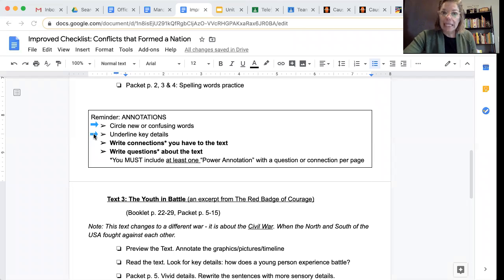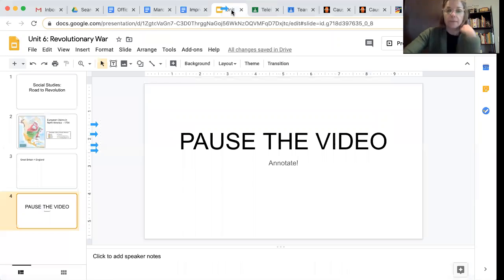Also, underlining key details. What are the key details? What did lead to the revolution? Connections you have about the text and questions you have about the text. I want one connection or question per page. Okay, so now you're going to pause the video and read the text and do the annotations. Pause it really now. Pause.